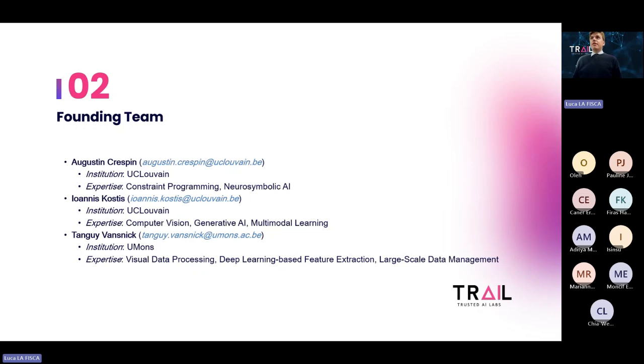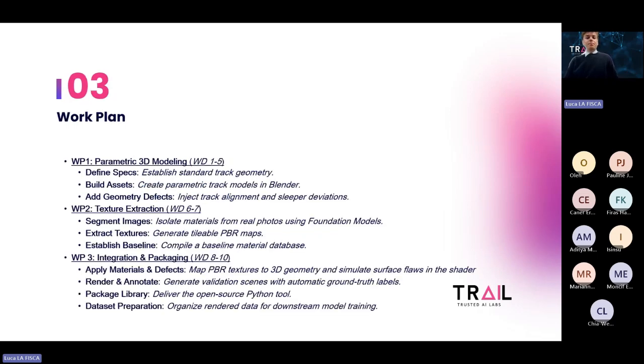So a little bit about ourselves. As I said, my name is Augustin. I work in neurosymbolic AI mostly, and Yanis here works with computer vision, generative AI, and multimodal learning. On this project, we're also accompanied by Tanguy, who's from UMons. He could not be here today, but he's working with visual data processing, among other things.